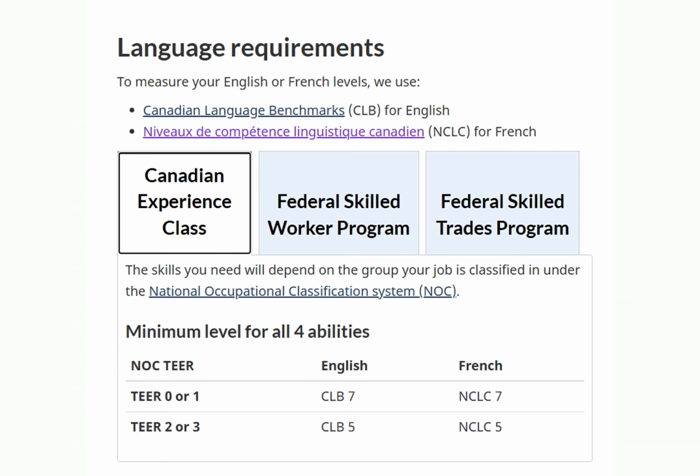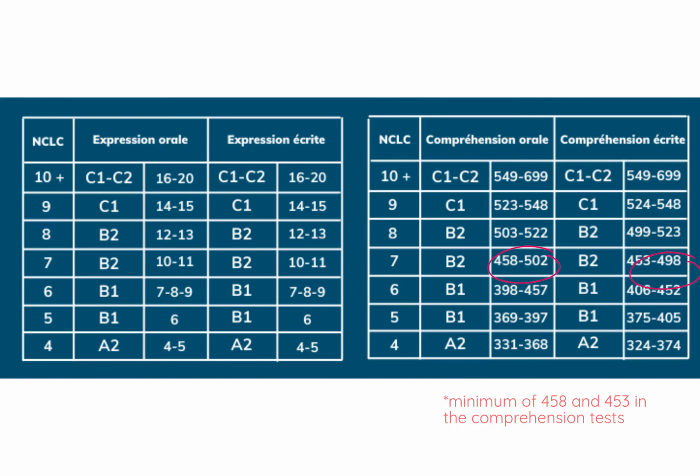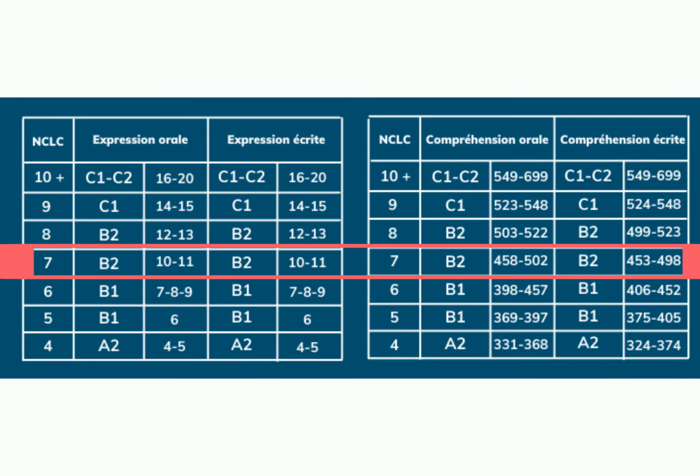Using the Express Entry program again as an example, the minimum score to qualify for PR points from French is CLB 7 in all 4 language tests. That would mean that you need to aim for a minimum of 400 out of 699 in the comprehension tests and a minimum of 10 out of 20 in the expression tests, which is basically B2 for all the 4 sections.